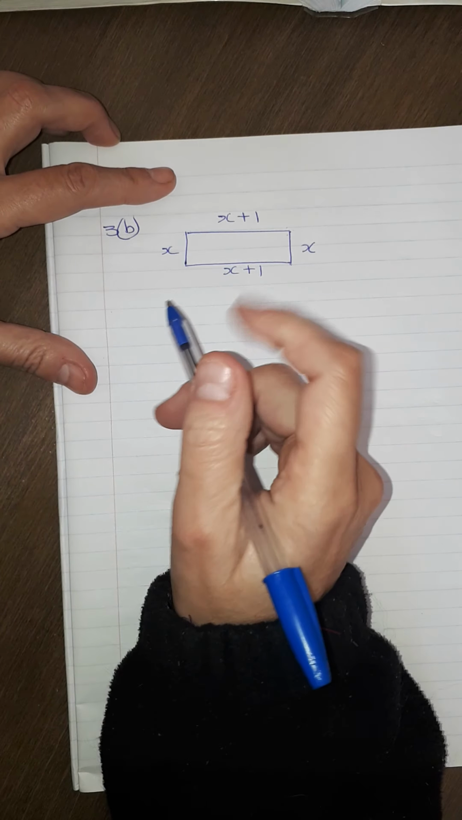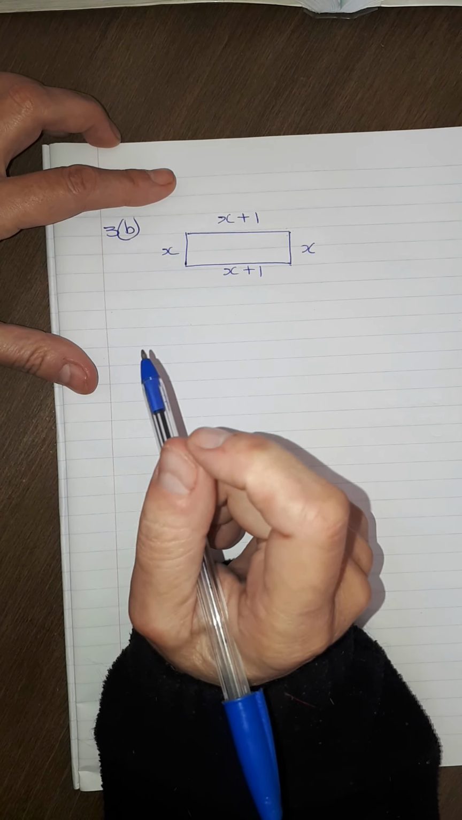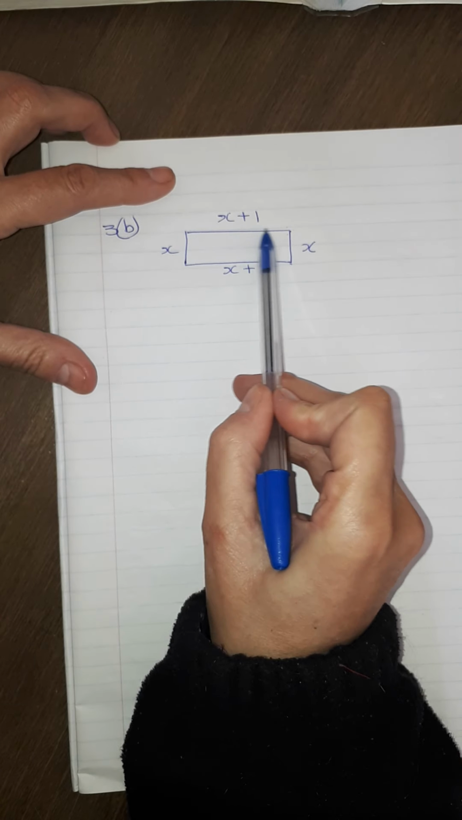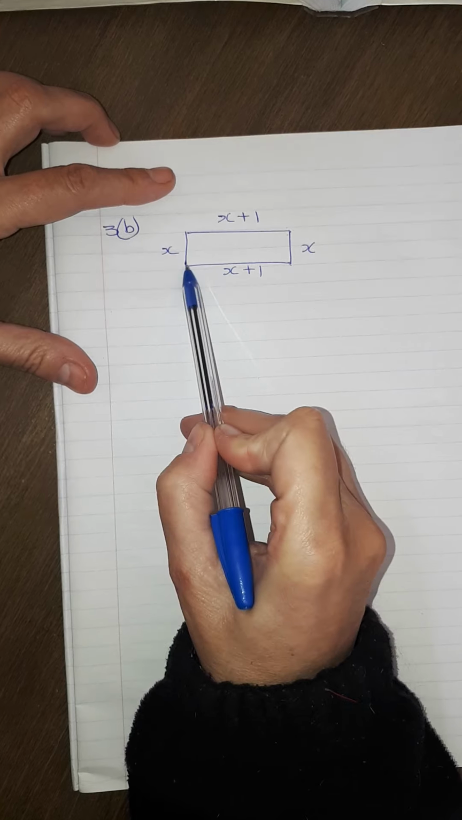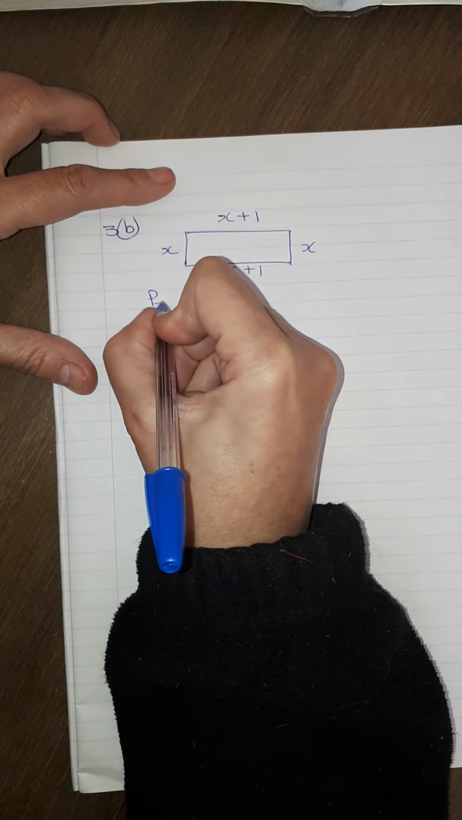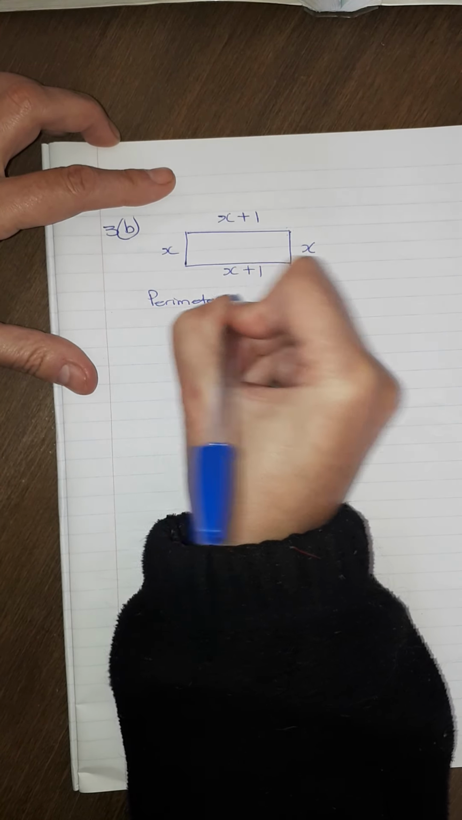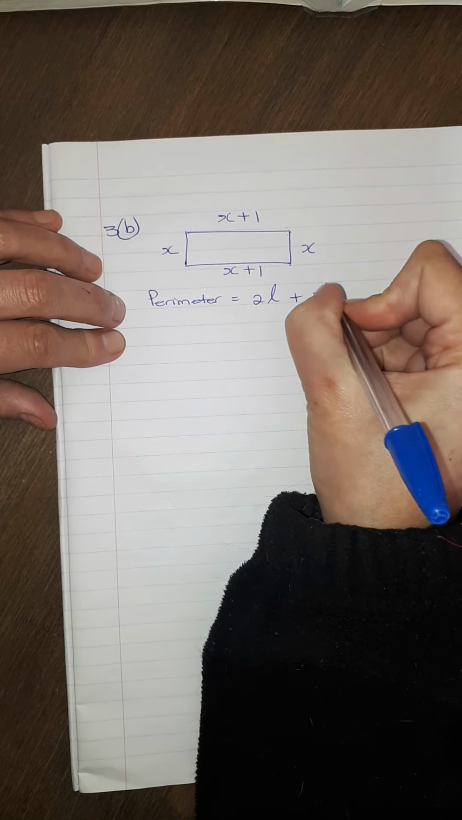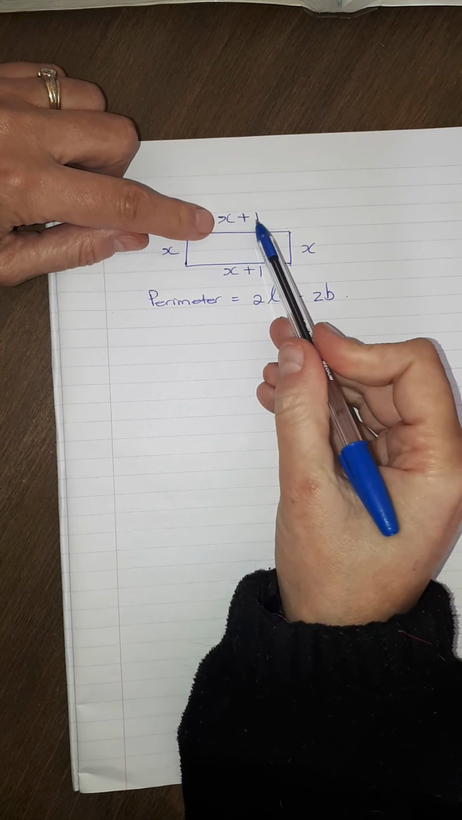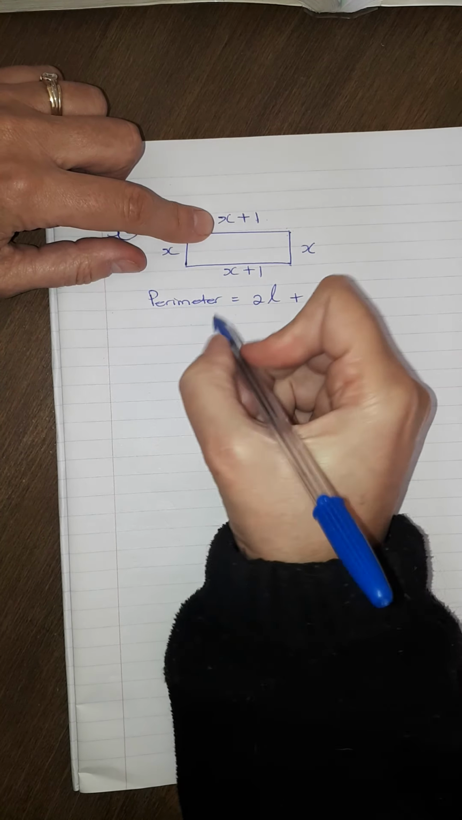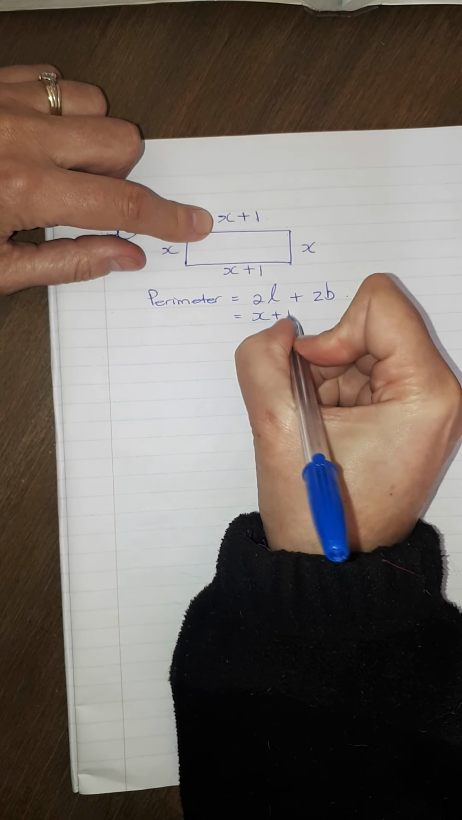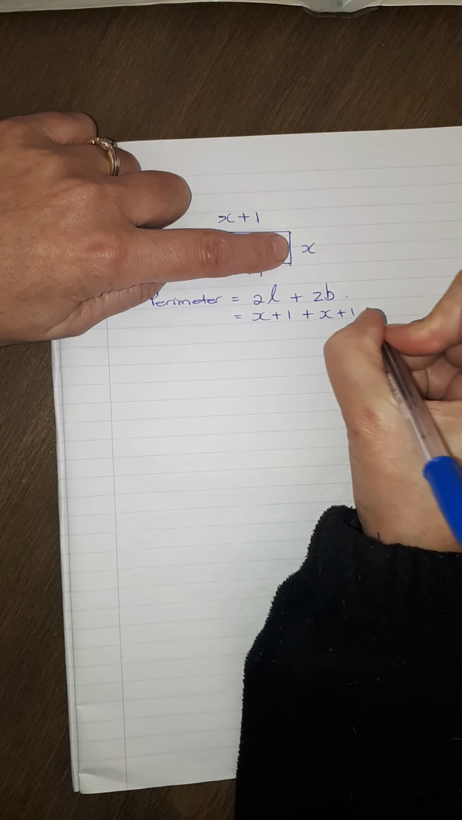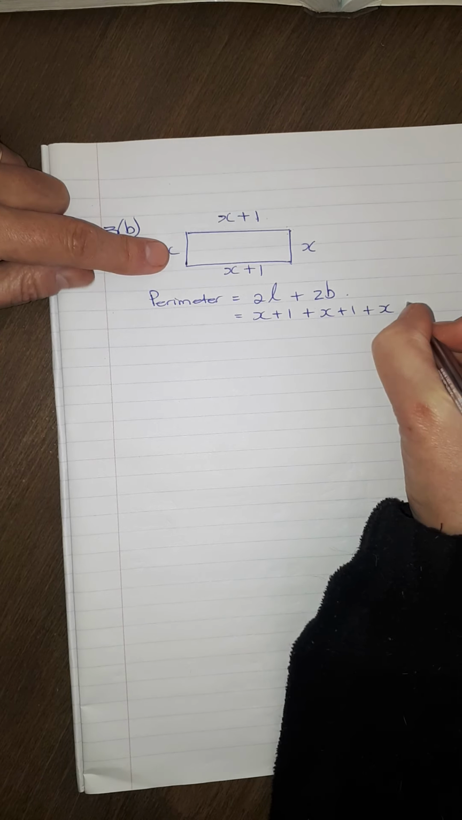And then they told me that the perimeter of my rectangle is 22. Perimeter, like that little ant would walk. That plus that plus that plus that. Perimeter equals 2 times the length plus 2 times the breadth. So 2 times the length will be x plus 1 plus x plus 1. So I will have x plus 1 plus x plus 1 plus x plus x.